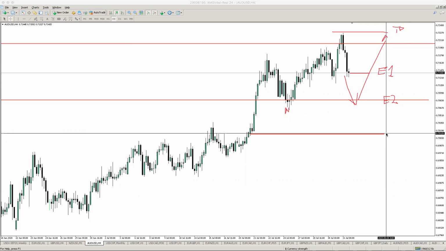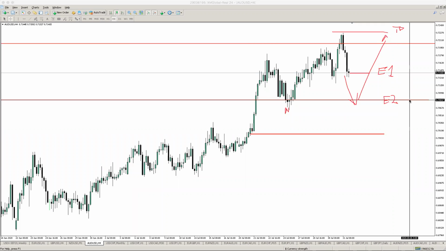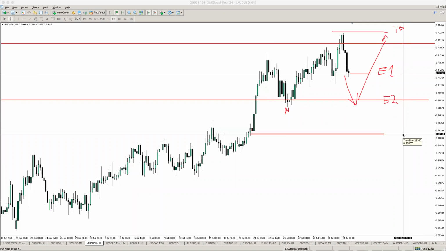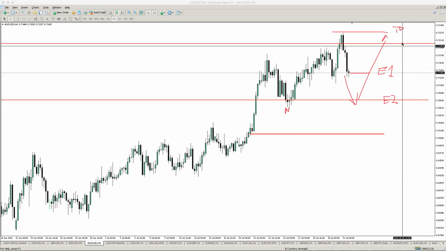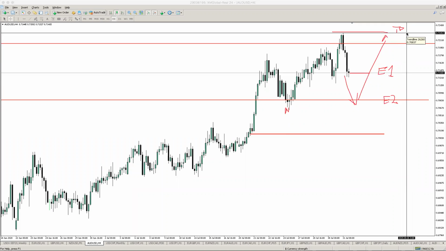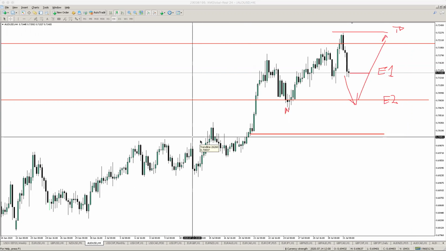0.7010, your stops. Entry number 2 is going to be, my bad, I'm sorry, 0.7010. That's your stop loss. Entry number 2, 0.7082. And entry number 1 is going to be as soon as market opens. And your TP will be the high of that candle, 0.7072.25. Okay, so that's it on AUD/USD.